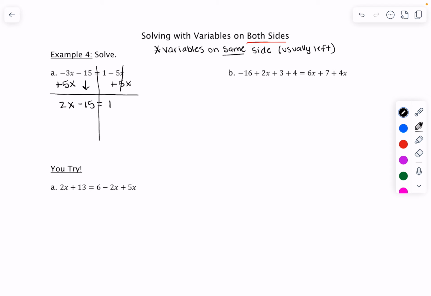Now I'm going to solve it like I solved the other problems we just did in example 3. So I'm going to undo that 15 by adding 15. I'm going to do that to both sides. Draw my line. The 15s cancel out, and I get 2x equals 16. And the last step is to undo the 2x by division, and I get x equals 8.